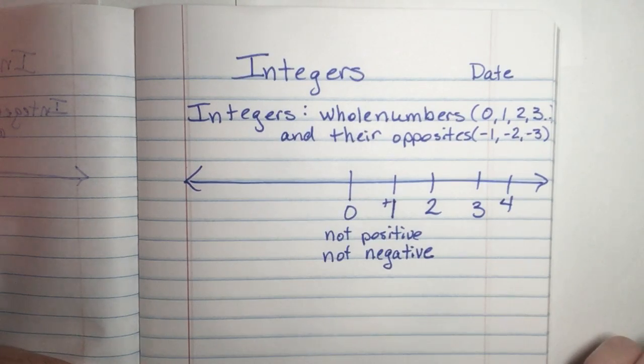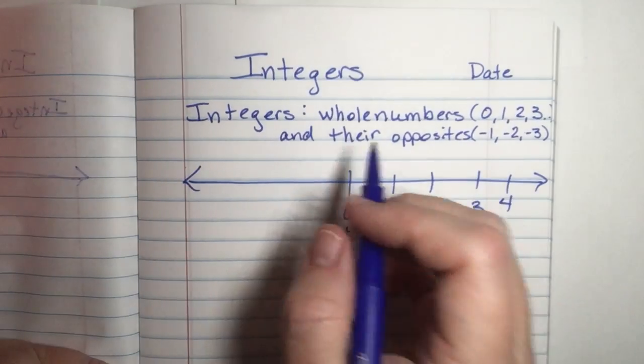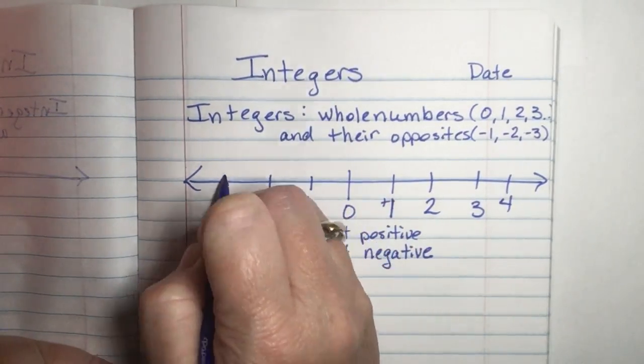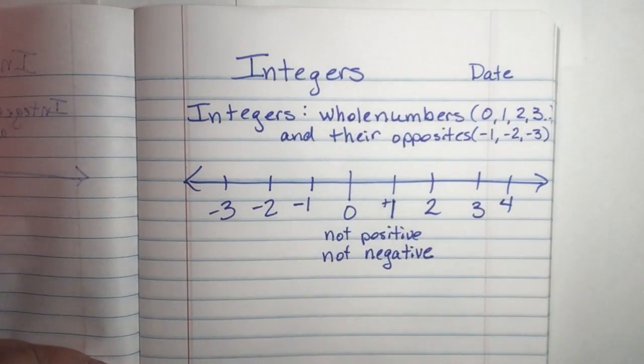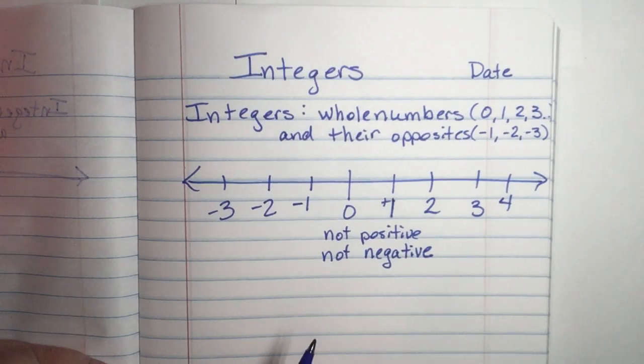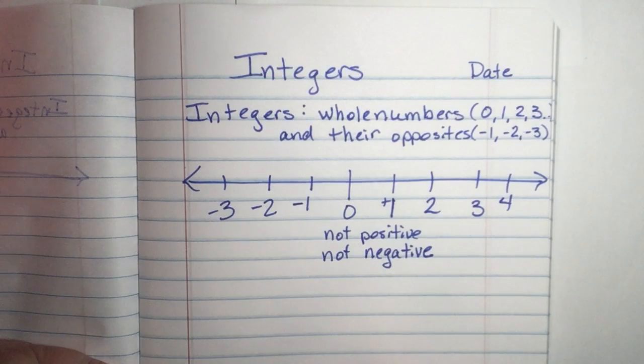It's like invisible. Then the numbers to the right of 0 are positive, and then the numbers to the left of 0 are negative. And they keep going forever too, just like the numbers on the right. The negative numbers are smaller than the positive numbers, and we'll talk more about that later.